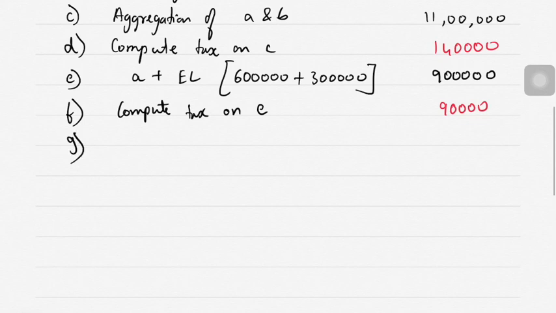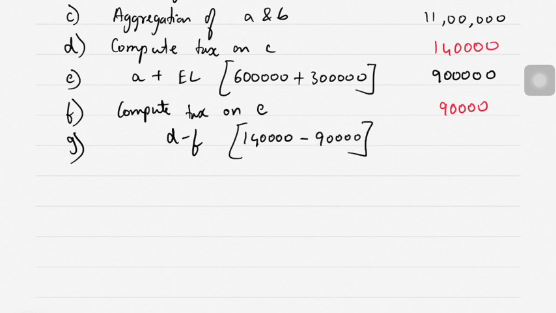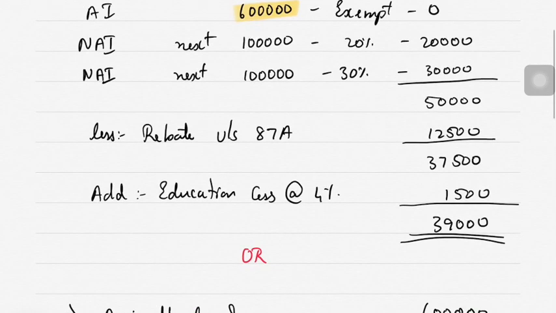Now G. What you do? You subtract 1,40,000 minus 90,000. That means D minus F, which is 1,40,000 minus 90,000. 1,40,000 minus 90,000 comes to 50,000. Correct? Now if you see, you got 50,000 here, and in this case also you got 50,000.